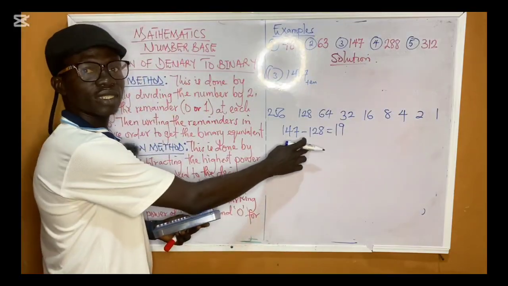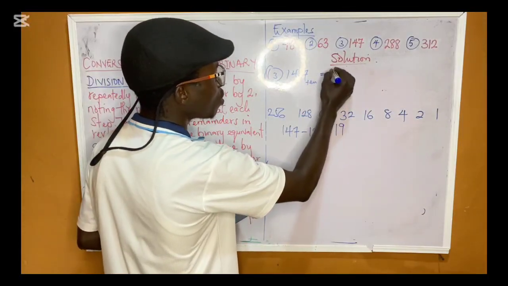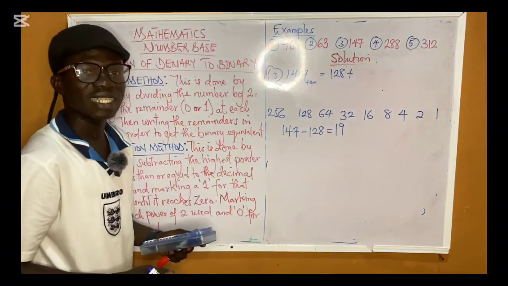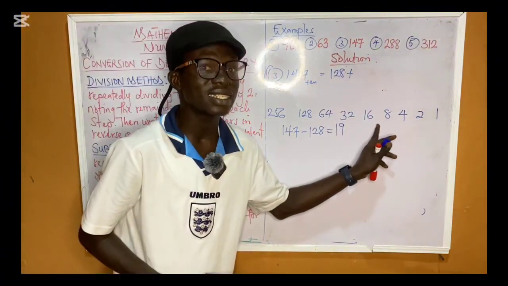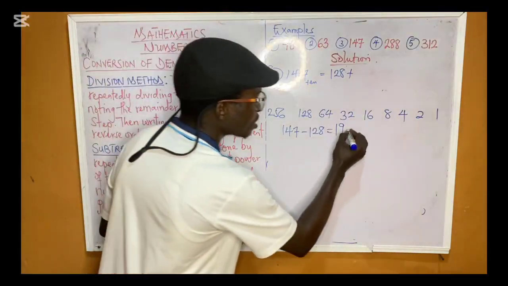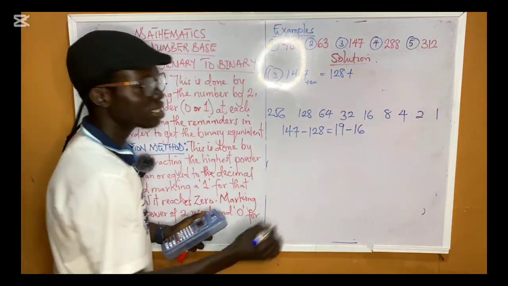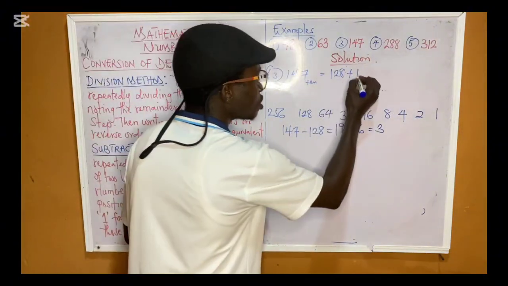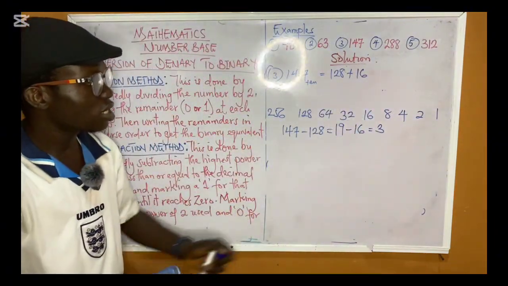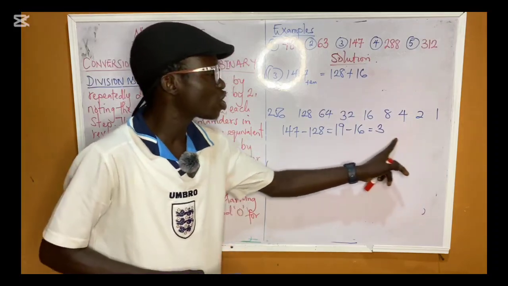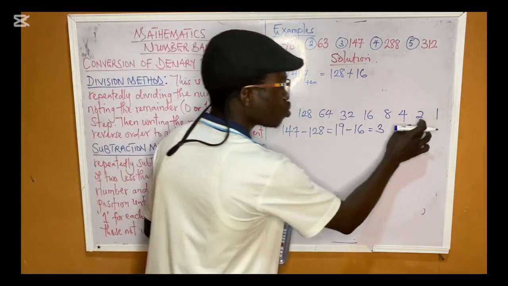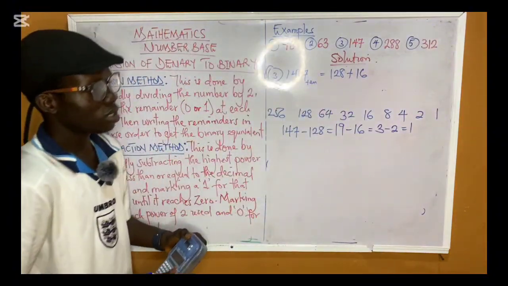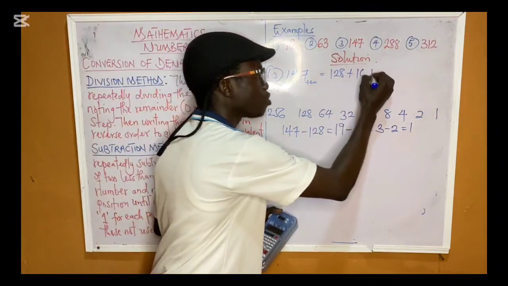We've used 128. That will be equal to 128 plus, what is the power of 2 that is very close to 19? That is 16, isn't it? We subtract 16 from 19. The answer will be 3. Now here we've used 16. Let's write it here, 16. Right? So what is the power of 2 that is very close to 3? That is 2. So 3 minus 2, that is 1. Since we've used 2 here, we must write it here, plus 2.